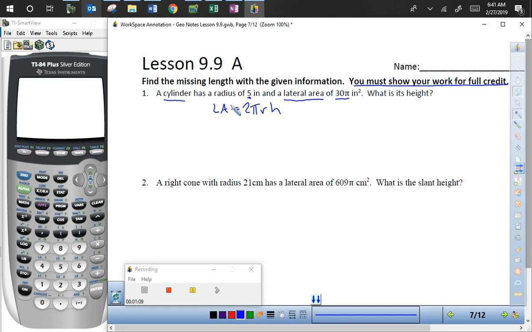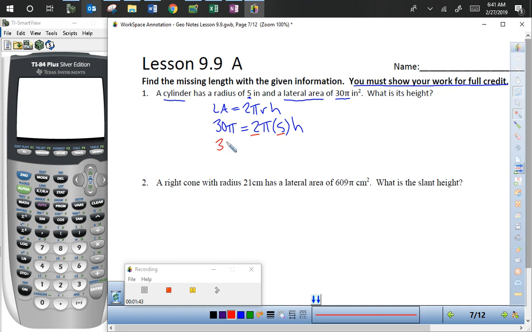Lateral areas are LA, so 30 pi goes right below that. And then our radius, or R, is 5, so 2 pi and then 5 and H. You'll notice we only have one letter left, one variable to solve for, and it says what is the height, so that looks good for us. So first thing we want to do is get rid of our values over here in terms of we want to combine them together if we can.